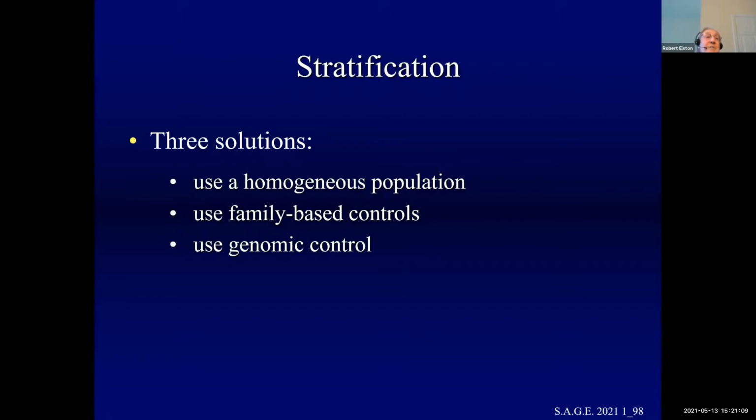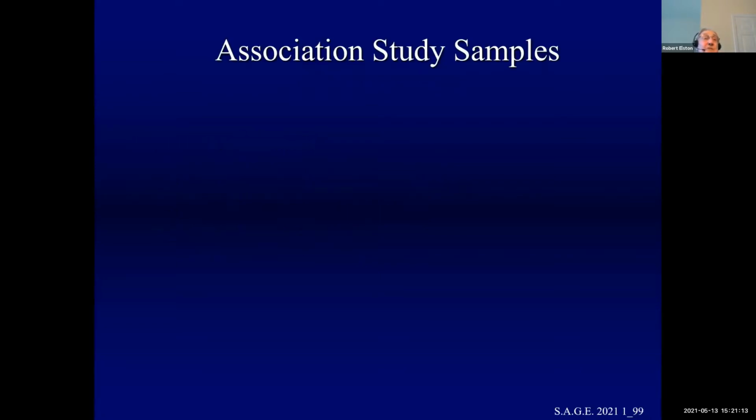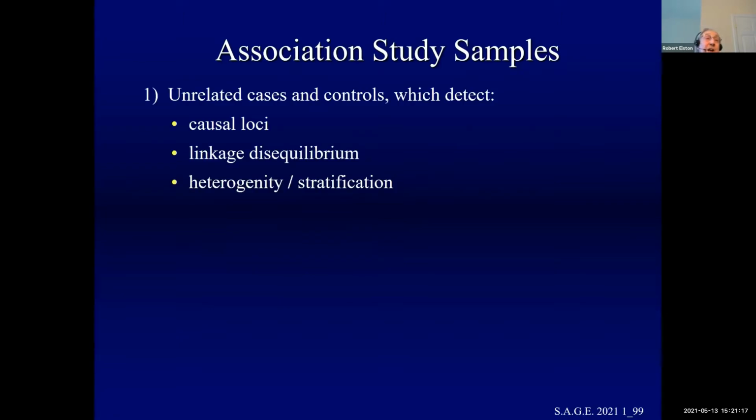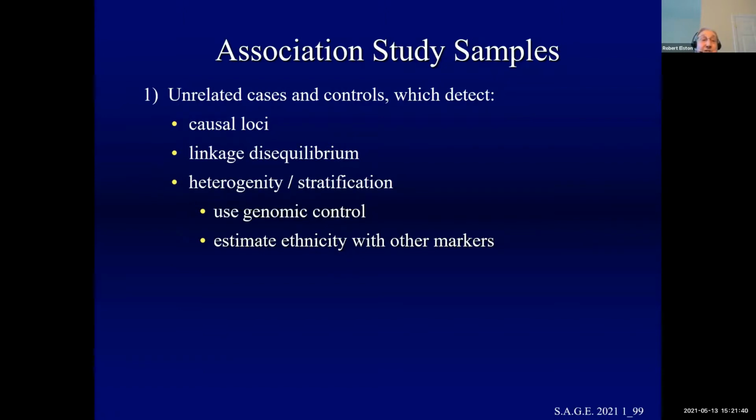So in association study samples, let's consider 2 extremes. You may have unrelated cases and controls, which will detect causal loci, also detects linkage disequilibrium, also detects heterogeneity stratification. So if you have heterogeneity stratification, you can use what is known as genomic control. You can estimate ethnicity with other markers. Genomic control, I'm not going to go into it, but it's important to read it up. There's a parameter for it, which you look at and you do all these nice plots to see if it's all okay. Estimating ethnicity with other markers is often called doing principal components analysis, PCA analysis of the markers.